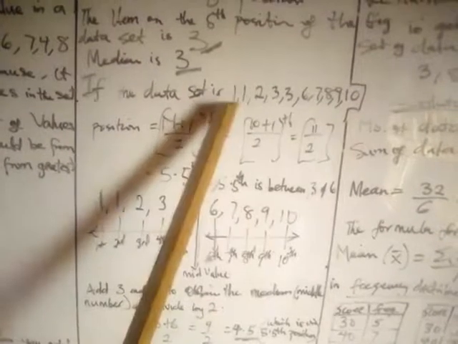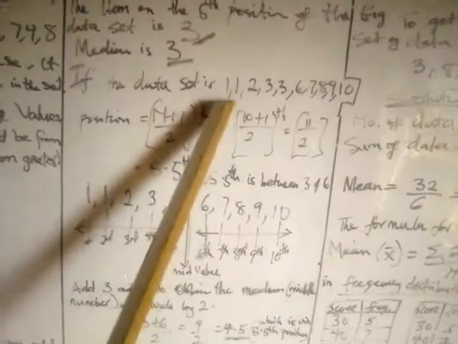is the median. If the data set is, for example, 1 2 3 3 3 6 7 8 9 10. This has been arranged in an ascending order. Then how do we get it? Don't forget, how many values do we have? 1, 2, 3, 4, 5, 6, 7, 8, 9, 10. You can see it's 10.